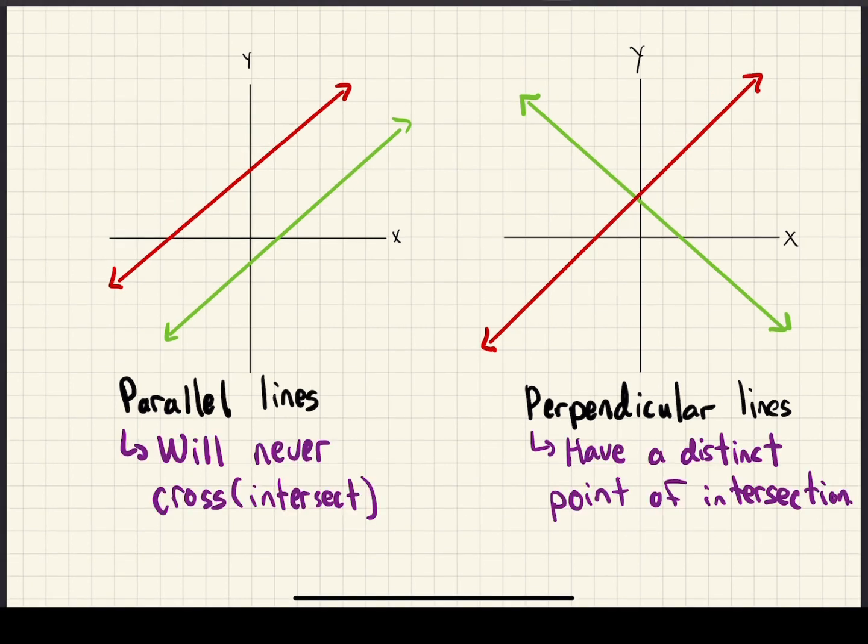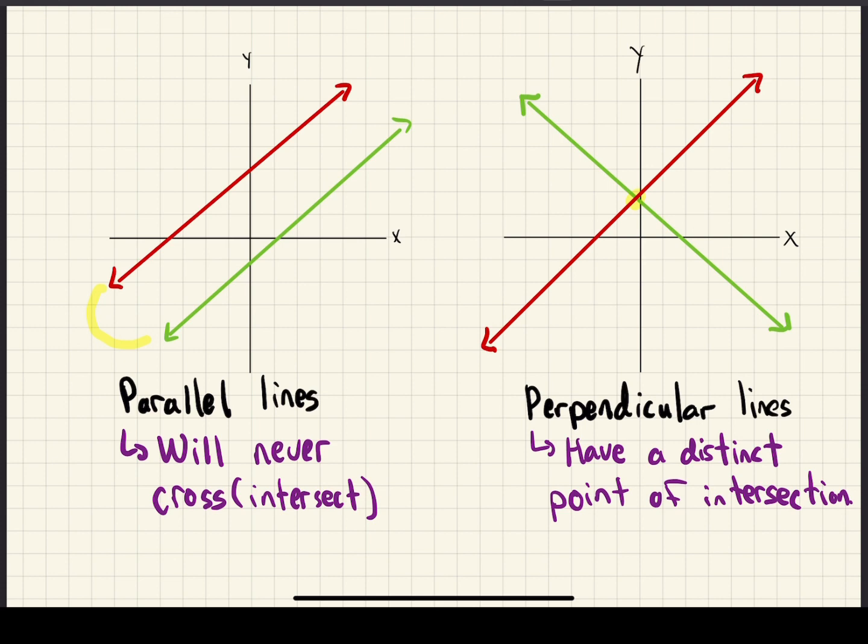Graphically, when lines are parallel, they will never intersect. So if you look at these two lines over here, it doesn't matter how long they go on for, they'll never intersect. Whereas perpendicular lines have a distinct point of intersection, right at the yellow point here. And if we know that point, there are algebraic ways to find that point of intersection.